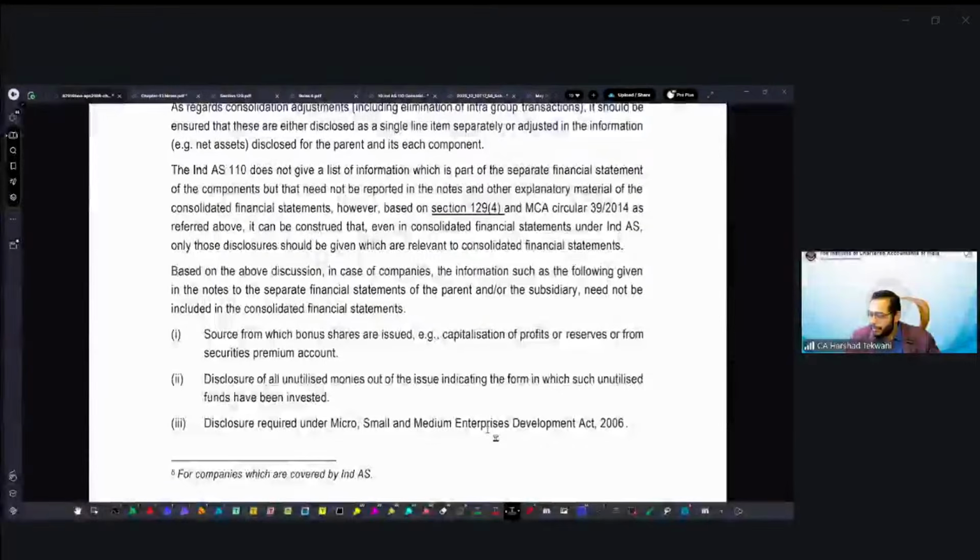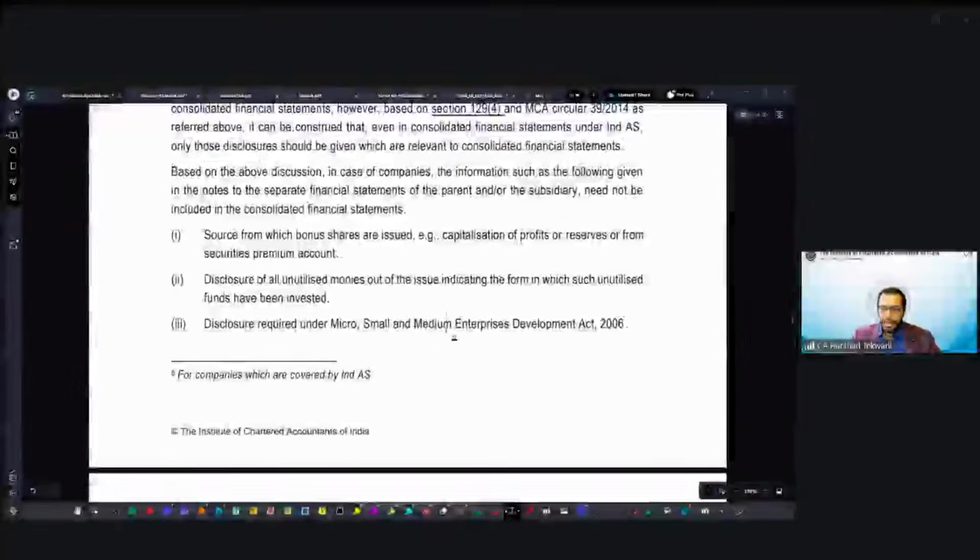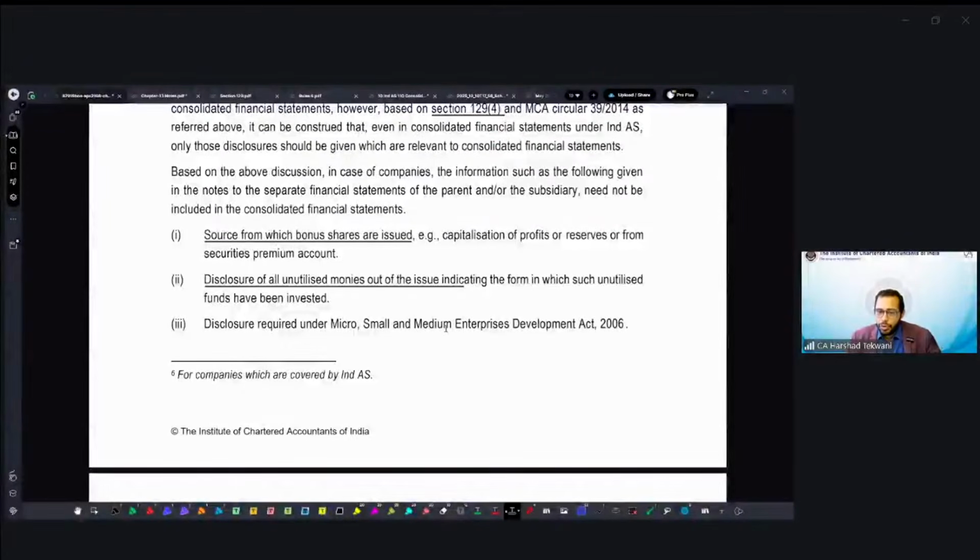So you need to understand from that perspective, and you need to answer the particular area from that perspective. Again, these are some items which are given in the study material also: sources from which bonus shares are issued, disclosures of unutilized monies out of the issue, then disclosure required under MSME. Now this MSME disclosure may be relevant for an Indian holding or Indian subsidiary company, but might not be relevant for the foreign companies.